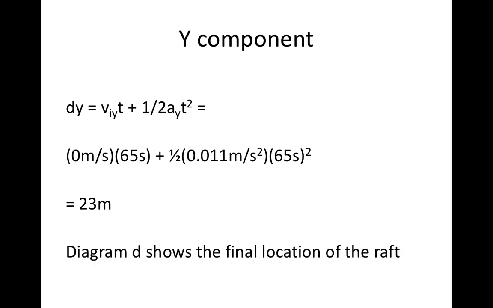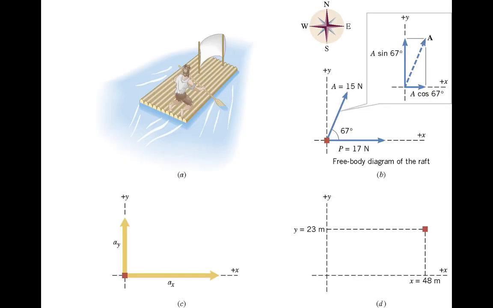Diagram D shows the final location of the raft. So over here, this diagram shows the final location of the raft. The final location is right here. You have the x and y components. And you could calculate the displacement by using Pythagoras theorem here to find the total displacement, but it's just asking for the x and y components, so that's all you have to do here.